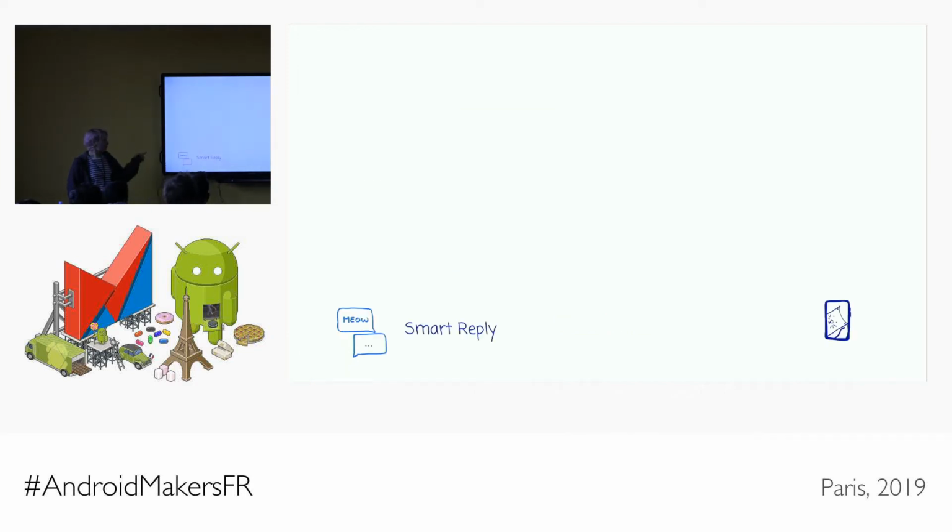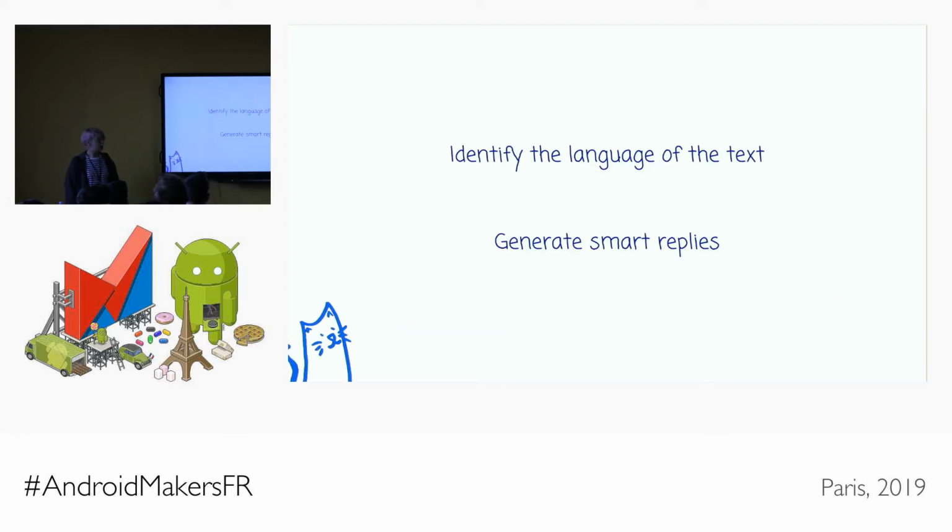So let's go on to smart reply, because this one is really important. It's the first one without image recognition or classification. The first one with text. We have 2 different features in it: identify the language of the text and generate smart replies. The first one, identify the language of the text, was released in January. Yes, January, for iOS before Android. Don't know why.